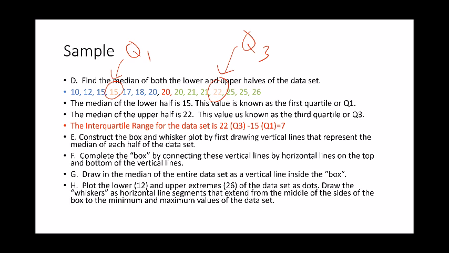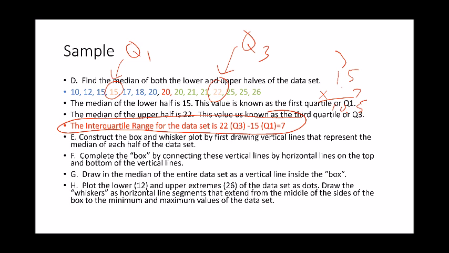So if we want to find the interquartile range, you can see how we do that here. The interquartile range is the Q3 value, 22, minus the Q1 value of 15. So we end up with an interquartile range of 7. For an outlier to exist, it has to be 1.5 times 7, so it has to be more than 10.5 from either edge of the box. We'll keep that in mind when we're drawing our box.